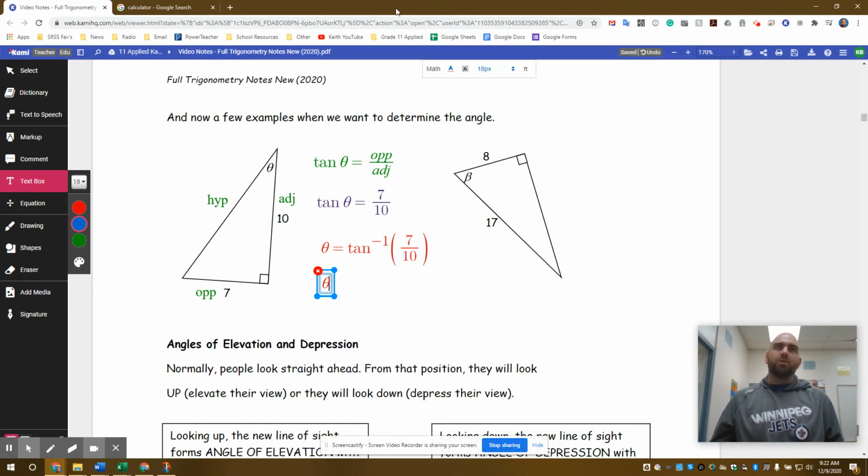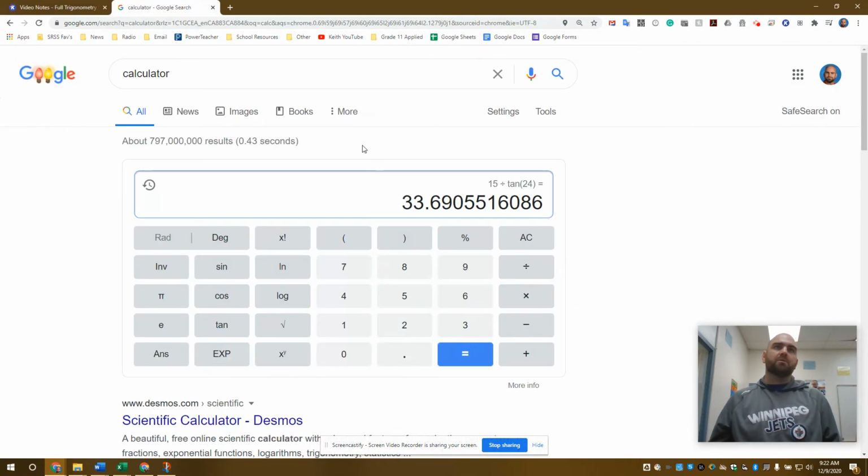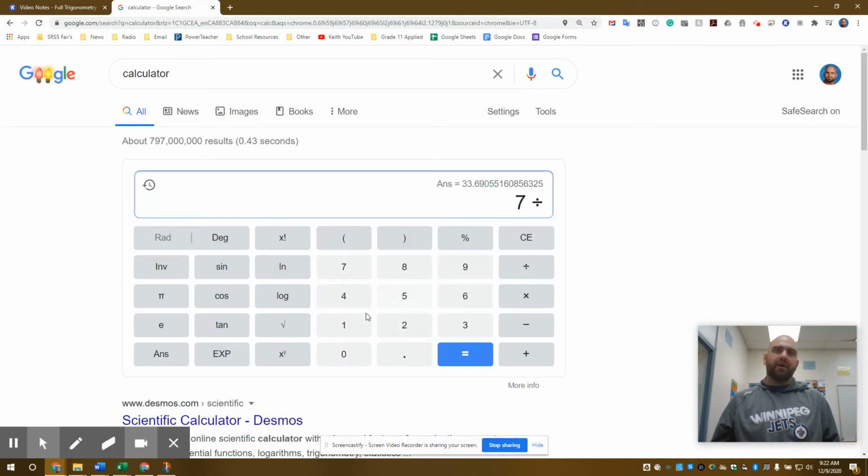To do this, we're going to do 7 divided by 10 equals, and we get 0.7. And then I have an inverse here. Normally it'd be a second function, and we'll do second function tan. Okay, inverse tan of 0.7. With mine, I can actually just do answer and equals, and I'll get an angle of 34.99 degrees.